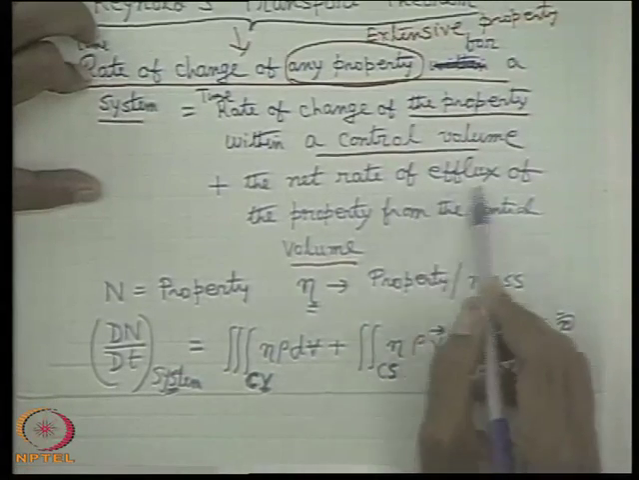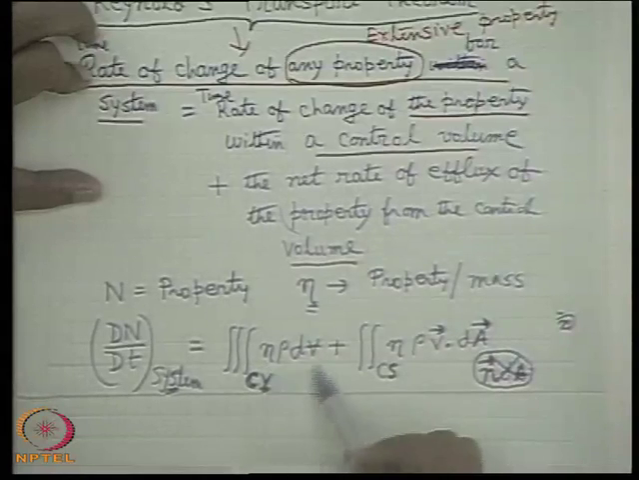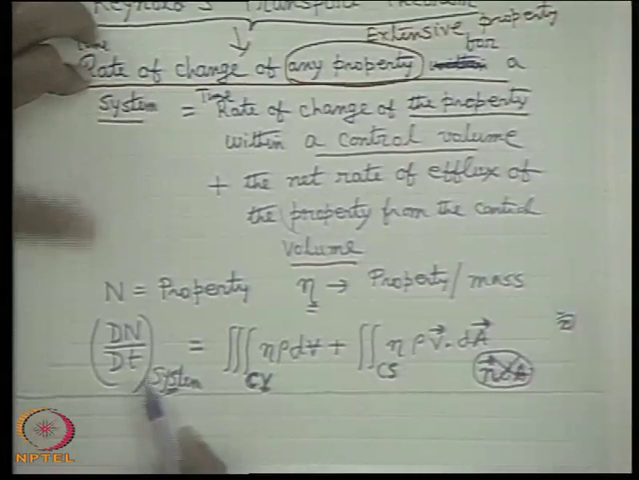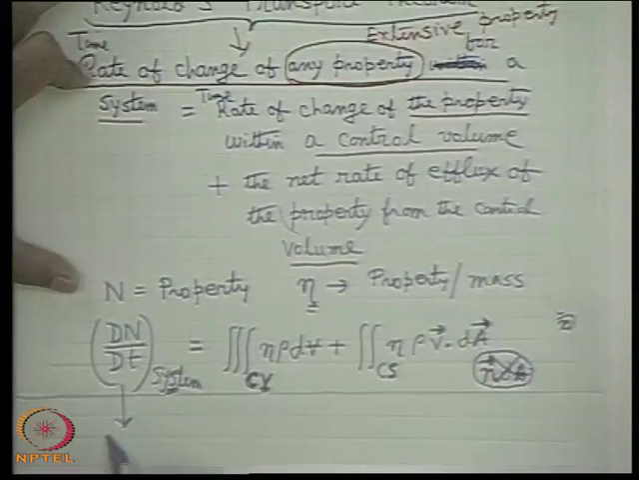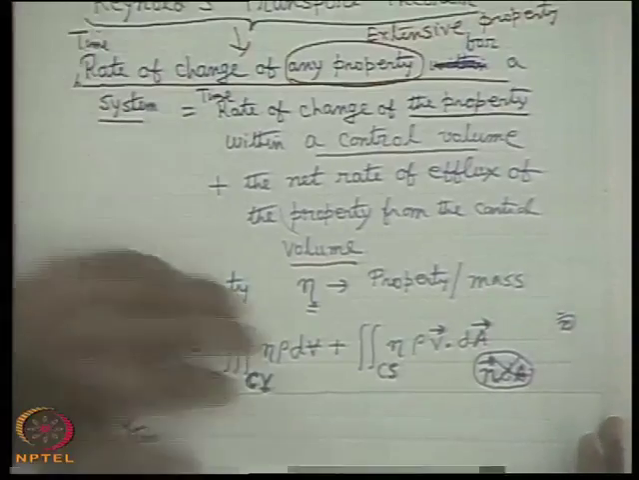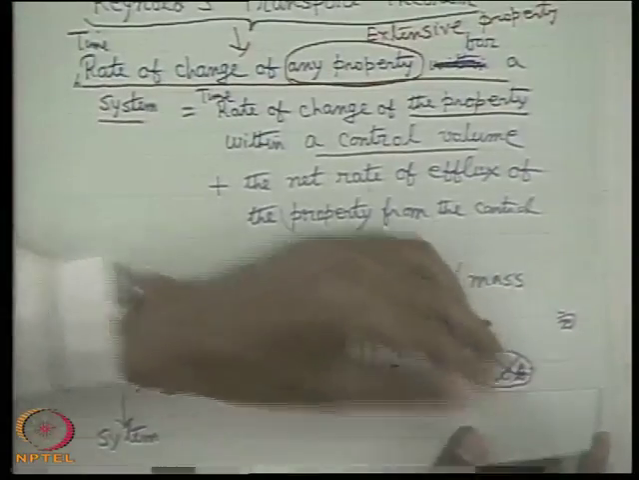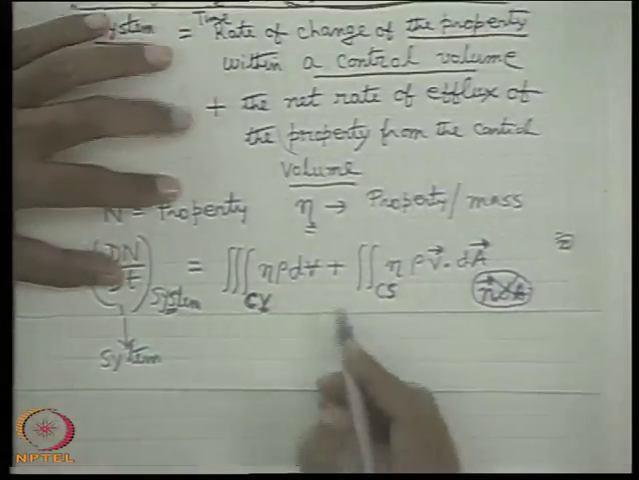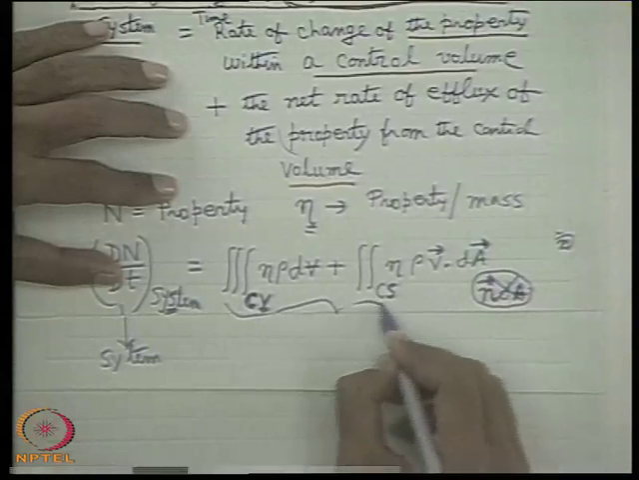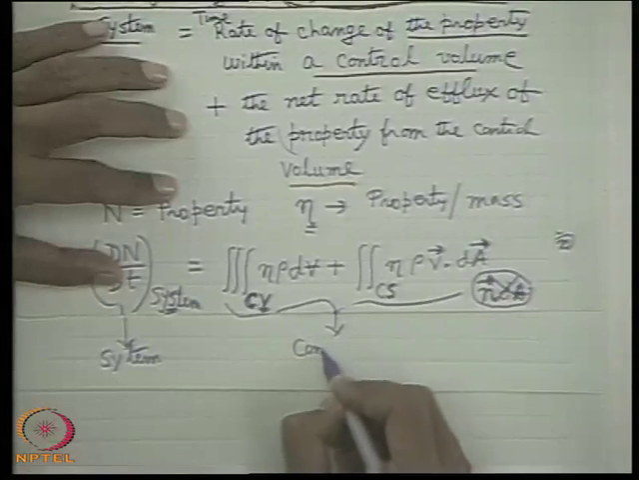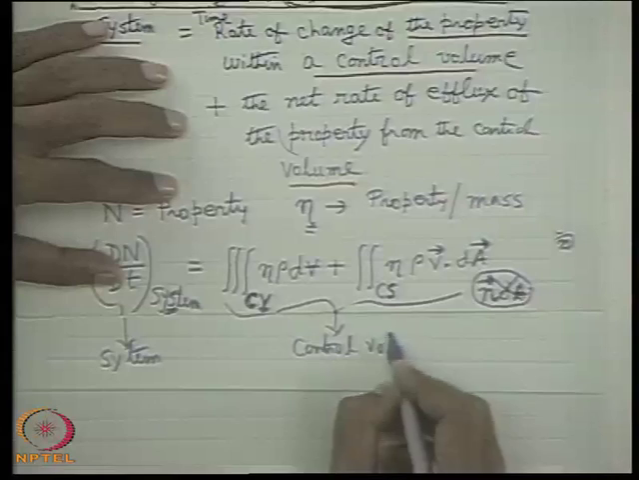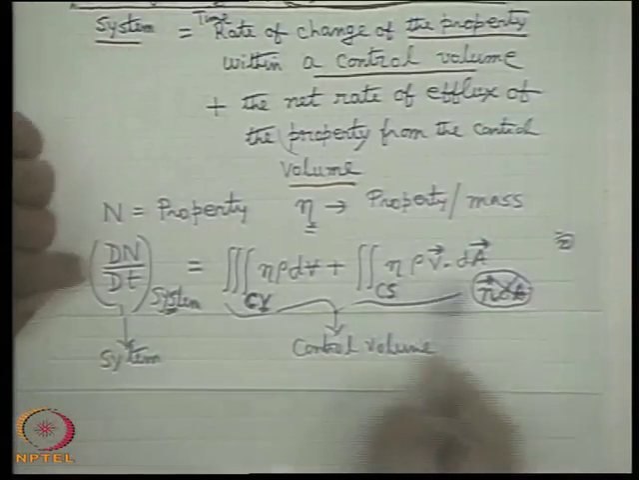So this is the second term on the right hand side, and this is the first term on the right hand side. Therefore the right hand side is the statement with respect to control volume, whereas the left hand side is the statement with respect to system. So now we can say the mathematical shape is like that.